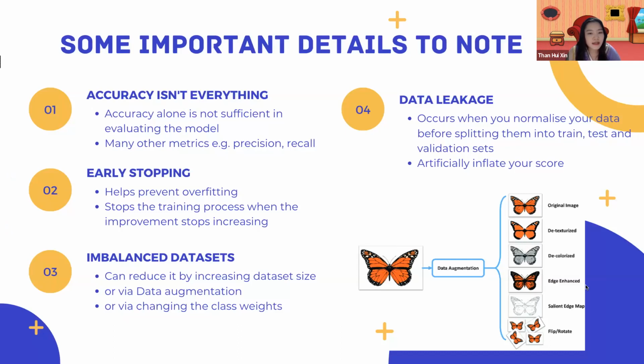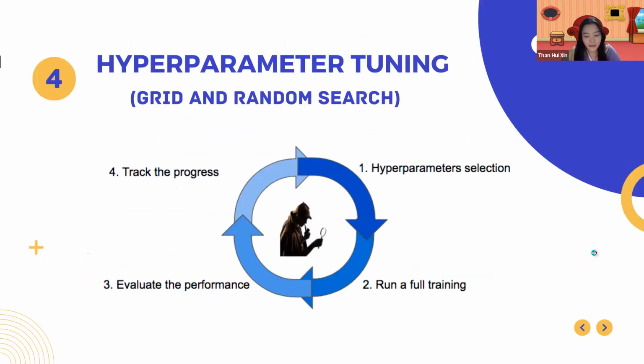And lastly is data leakage. This occurs when you normalize your data before splitting it into train, test, and validation sets. If you normalize your data before splitting, it will artificially inflate your score because you're bringing information into your model that shouldn't be there in the first place. So this is not what we should do. Just make sure that you split before you normalize them separately. Yeah, and I think with that, I can pass on to Marcus for the hyperparameter tuning portion.